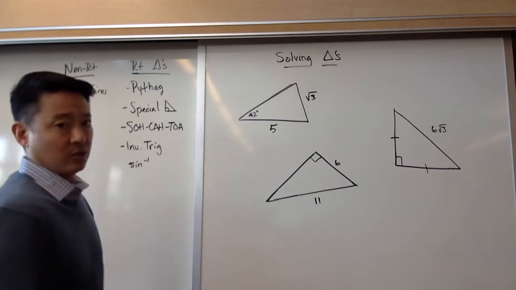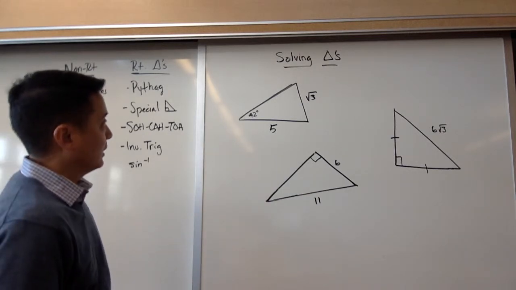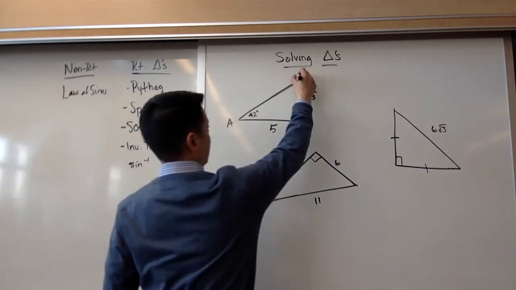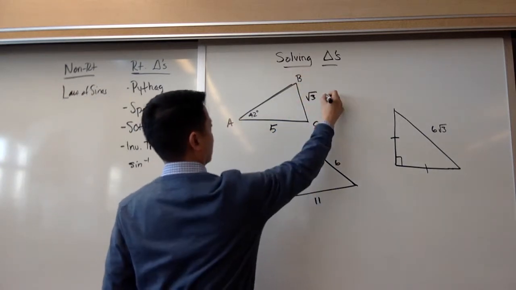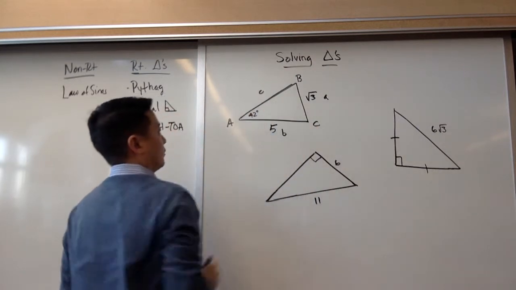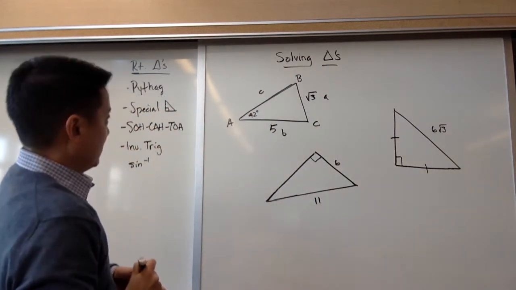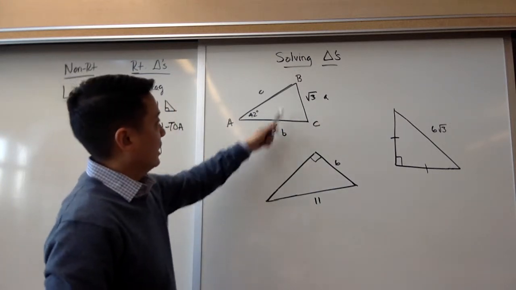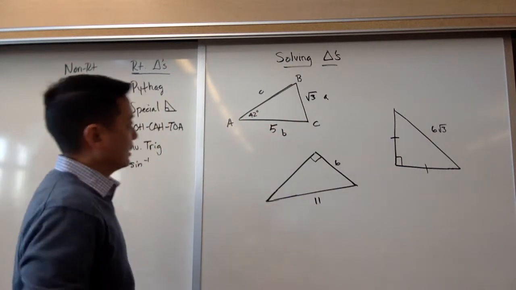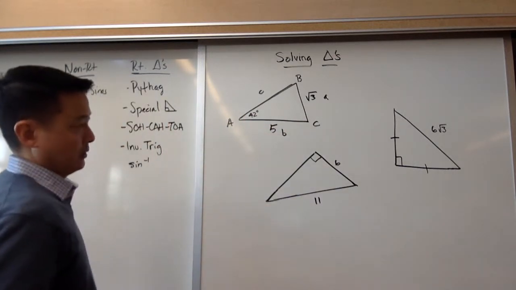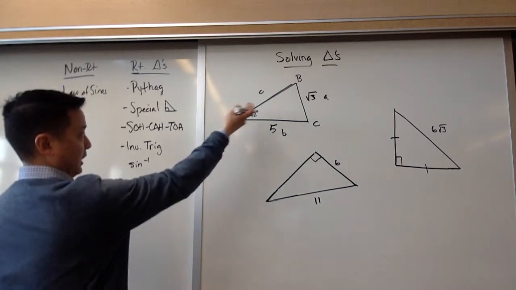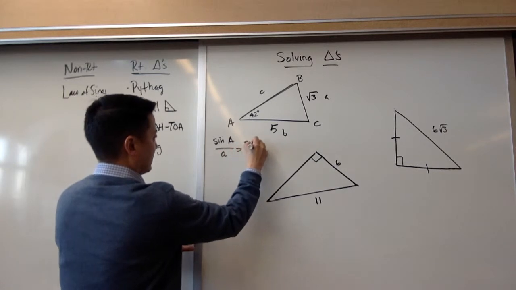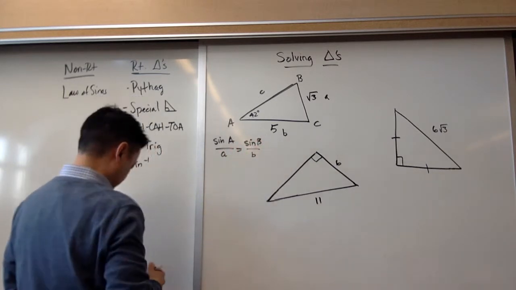Okay, so how would you actually use law of sines for this problem? The first thing that I would do is label the vertices and the sides. And recall that the labeling, the side corresponds to the opposite angle. So the side, opposite angle, side, opposite angle. Then the law of sines is just a proportion which sets up the ratio of the angle with its opposite side. So sine of A over a is equal to sine of B over b.